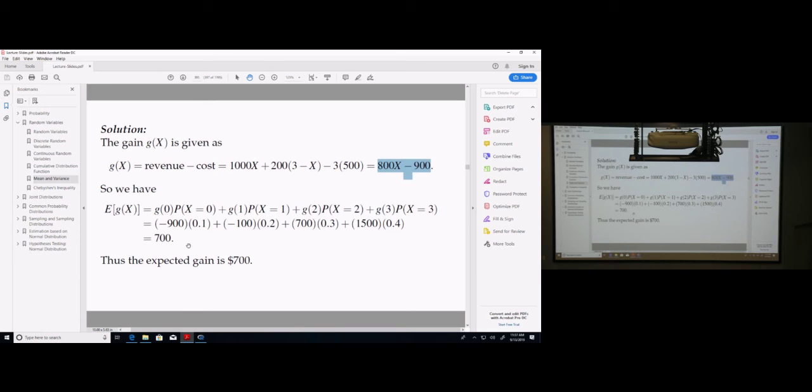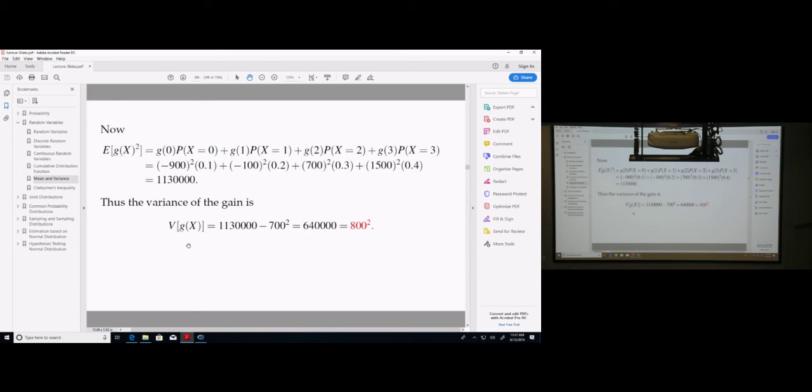So the expected gain is $700. And also, we are interested to calculate the variance. So the variance is coming from the second moment. So that is why I have to calculate here, and then subtract out the square of the mean, which is 700 squared. So this is what I was saying.